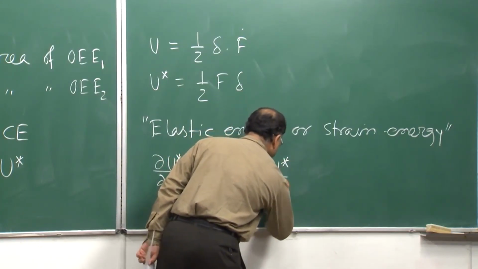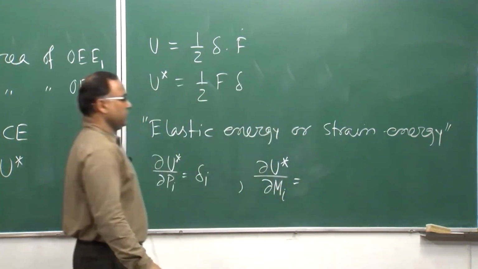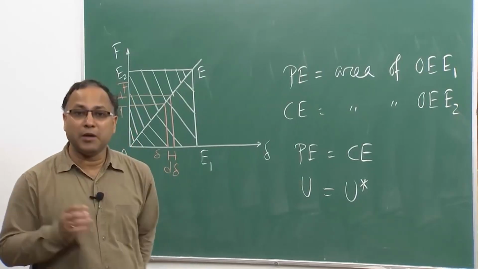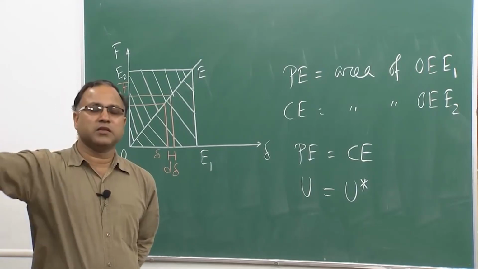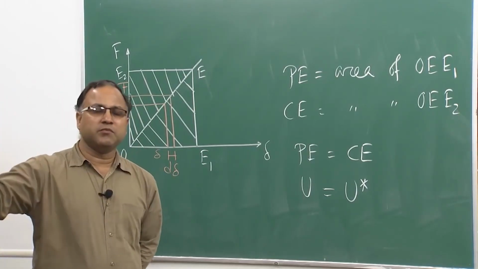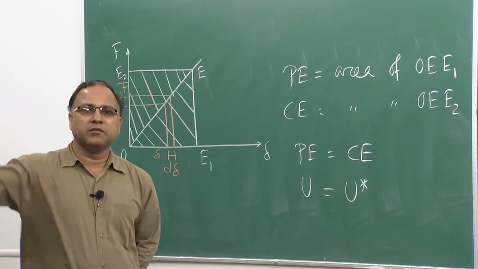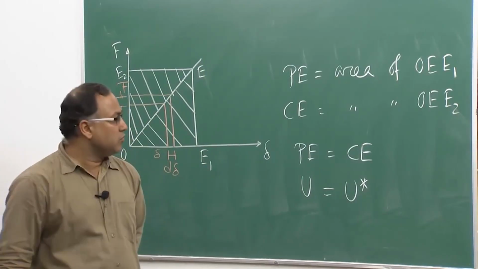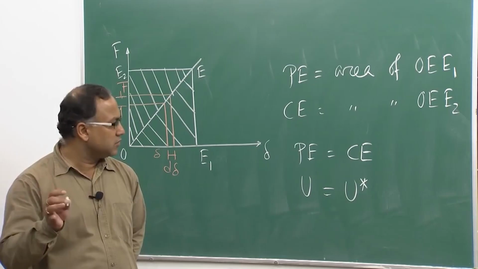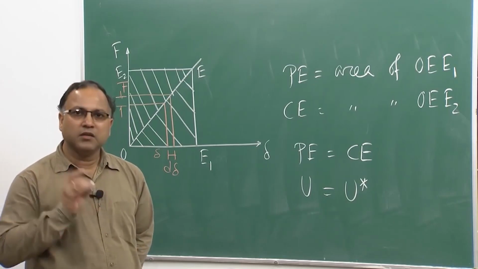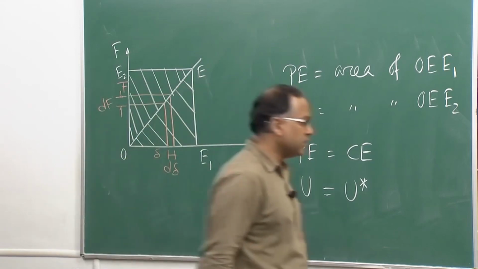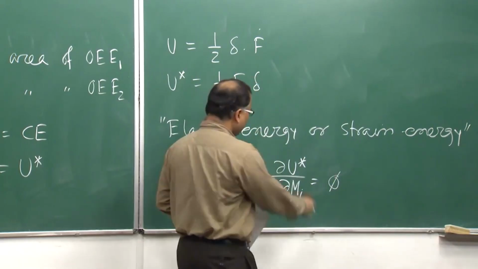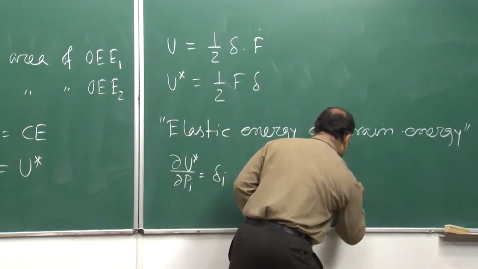Similarly, if you take the partial derivative of the complementary energy with respect to some moment M I, because the elastic conservative system may be experiencing several moments, say M1 to Mi to Mn, then that will give you the rotation at that particular point about the same axis of the moment. So, that is your phi I.